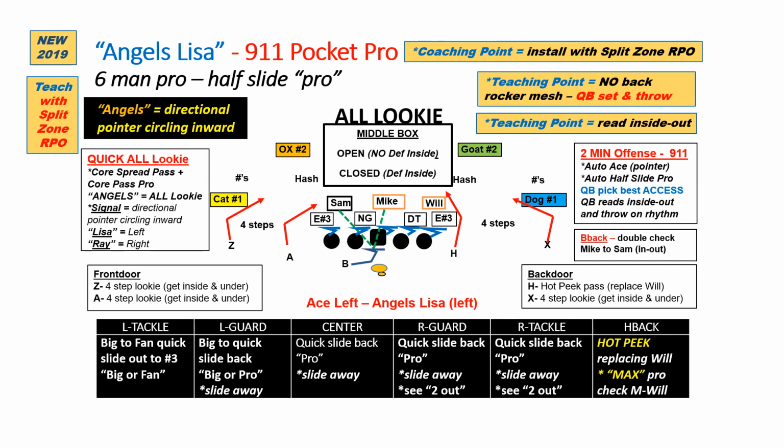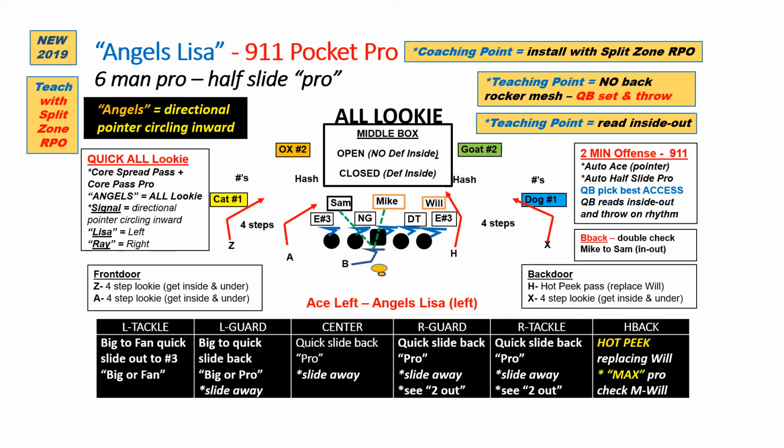So here then is our first pass we like to install. It's just again using overlapping of route techniques. This is that Lookie route that we use with some of our core RPOs. We can introduce it here. It's a 4-step flat slant. Everybody's going to do it, so it's completely mirrored on both sides. Our quarterback is simply going to look out of a 2x2 where he has best access, and then the read is inside out, reading the defender over the inside receiver, being the A or the H, which would be the Sam or the Will here. Again, real simple.